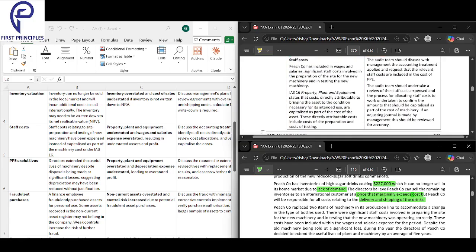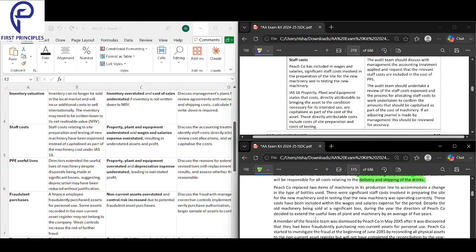Next is staff cost. As we go forward, we'll see. There were significant staff costs involving preparing the site for the machinery and in testing the new machinery was operating correctly. These costs have been included within wages and salaries. So what they have done over here is include the cost in wages and salaries. Despite the old machinery being sold at a loss, the directors of Peachco decided to extend the useful life of an average by 5 years. This is the next risk. There's one more risk over here, but let's look into staff cost.